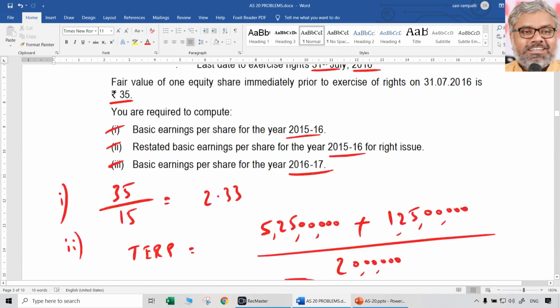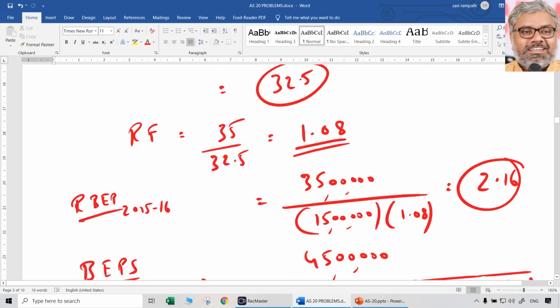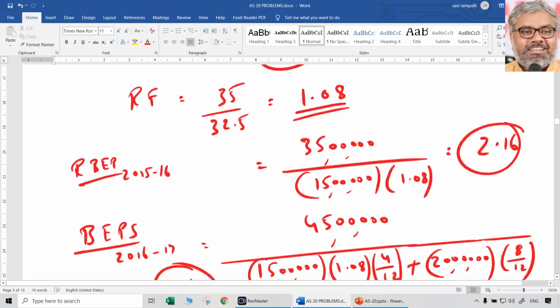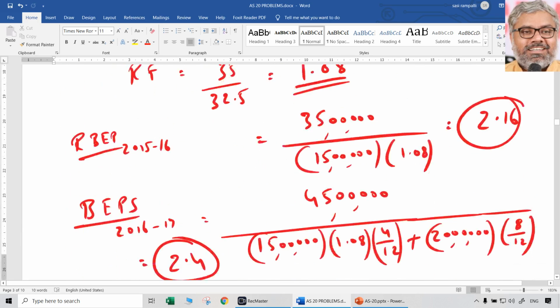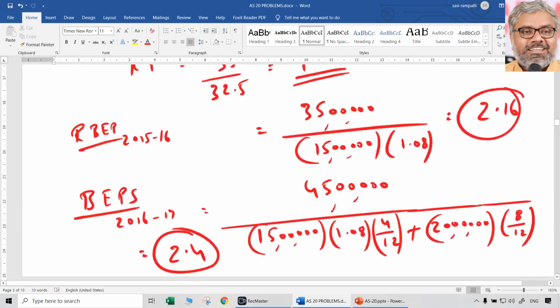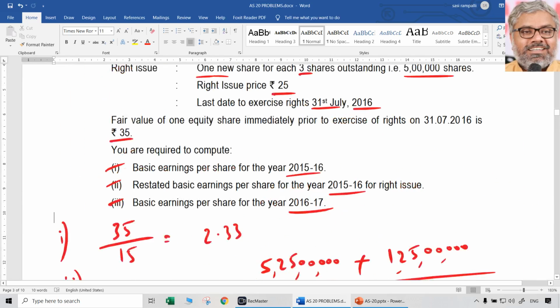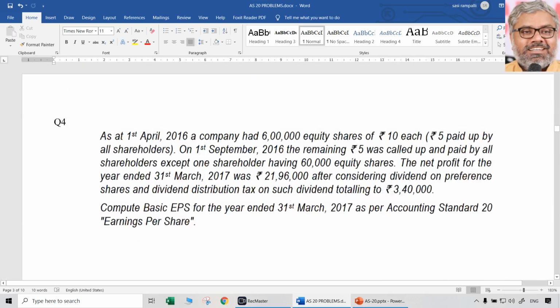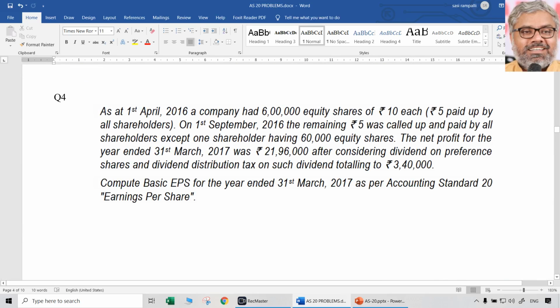These are the 3 questions asked. Answer for the first question is 2.33. Answer for the second question is 2.16. Answer for the third question is 2.4. For this, workings have to be shown, formula has to be written. Perfect question that can be asked for 5 marks. Very good. Very repeatedly asked type of question.